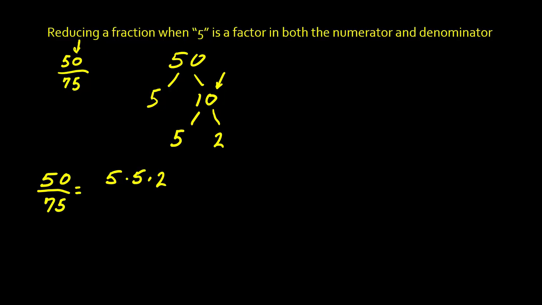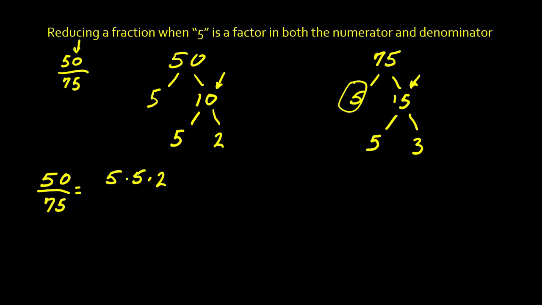We'll do the same thing for 75. The factor tree for 75. We'll factor out a 5. 75 divided by 5 is 15. 15 has a 5 in the ones place. That means we can factor out another 5. We'll write that here. And then 15 divided by 5 is 3.